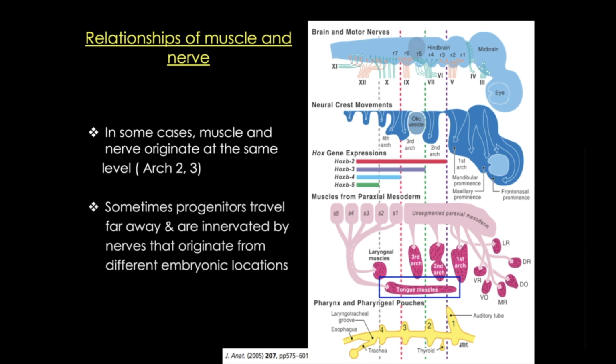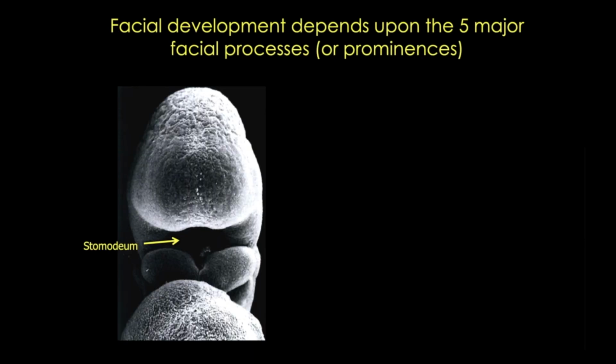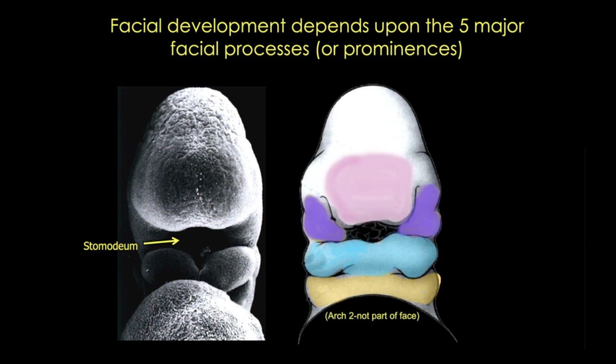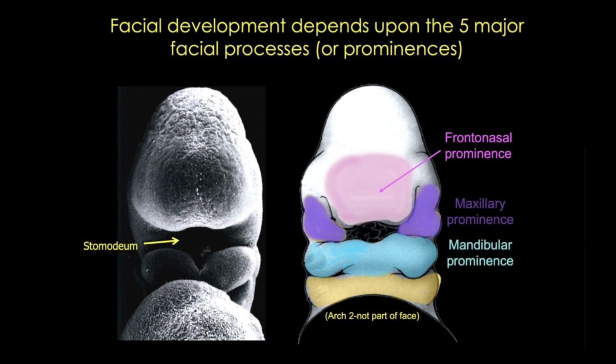So facial development actually depends upon 5 processes or prominences, and these are simply swellings of the tissue. And in this electron micrograph, you can see the swellings. And in the matching color-coded cartoon, you can see the frontonasal prominence in pink, the paired maxillary prominences in purple, and the mandibular prominence in blue. Now, you may have only counted to 4, but you didn't count wrong because the mandibular process initially appears as 2 bulges, so it counts as 2 processes, hence 5.